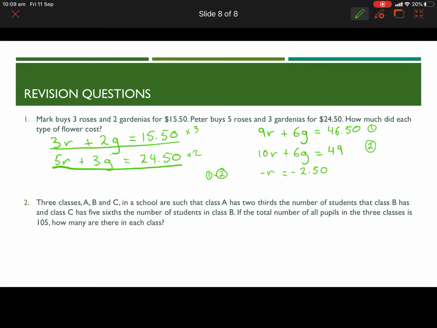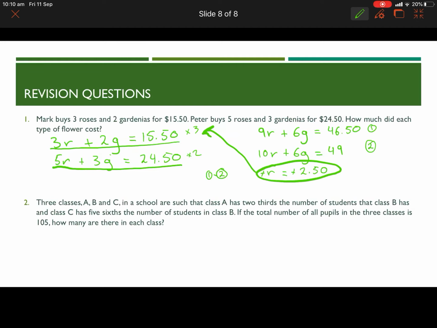So they're both negative, so we can cancel them, and r equals $2.50. So roses are $2.50 each. We want to find out how much the gardenias cost. So we can substitute r equals $2.50 back into another equation. Doesn't really matter which one. We might substitute it back over here to find out the gardenias.